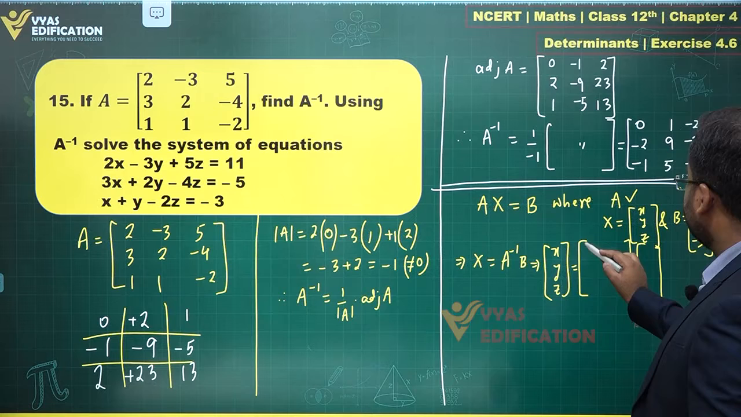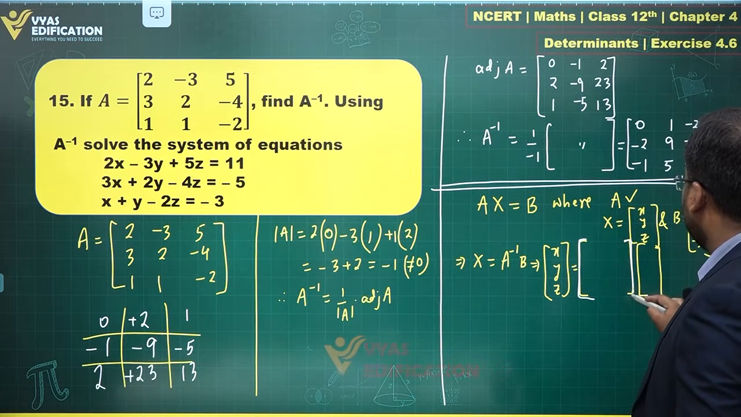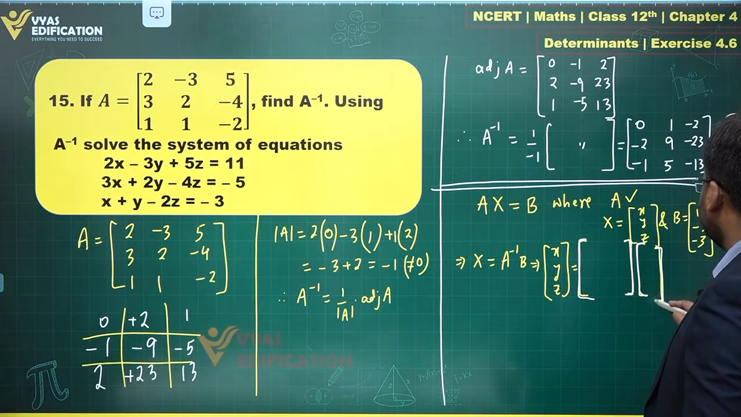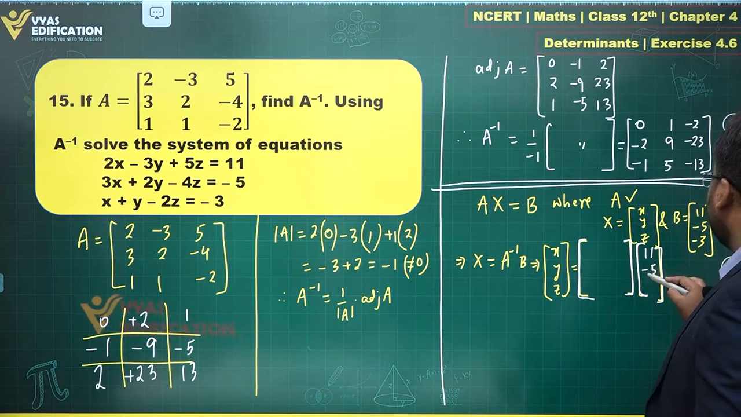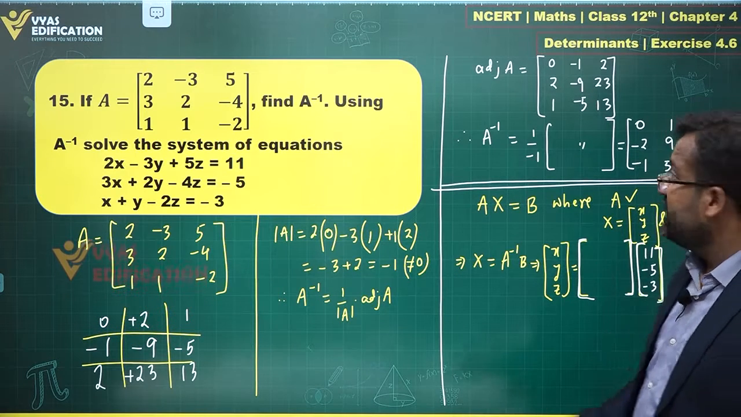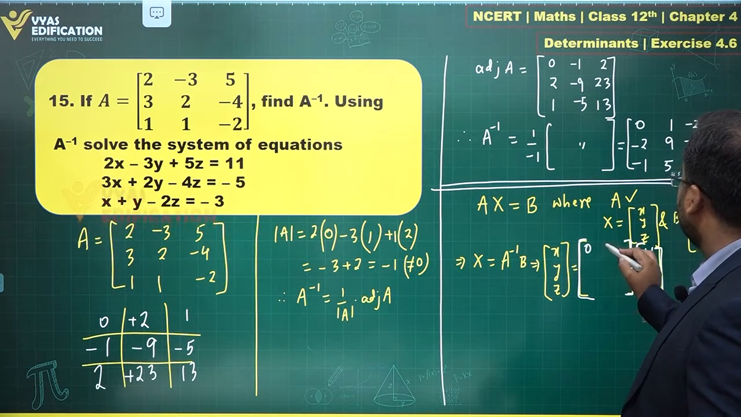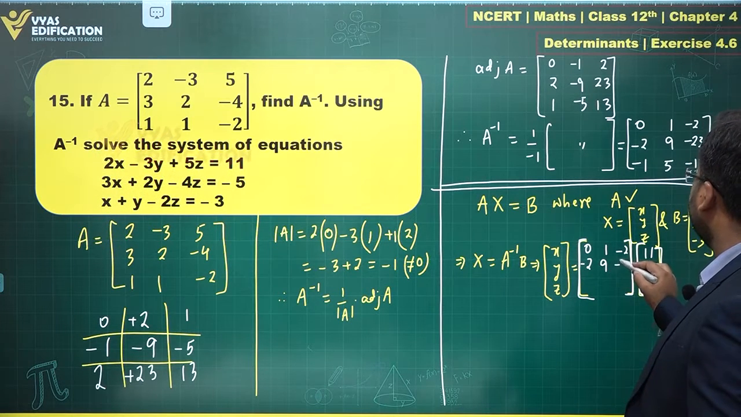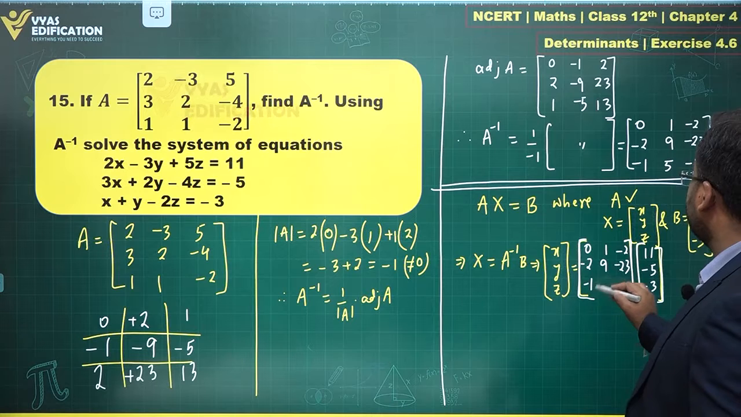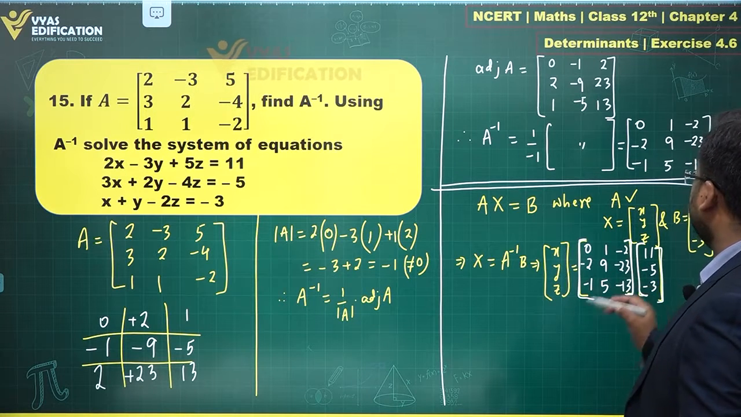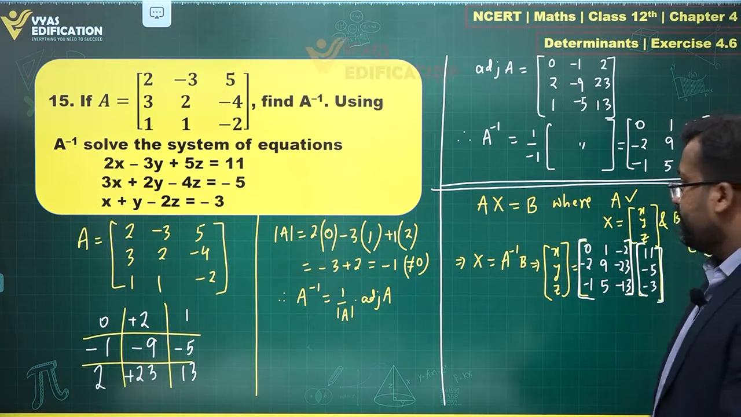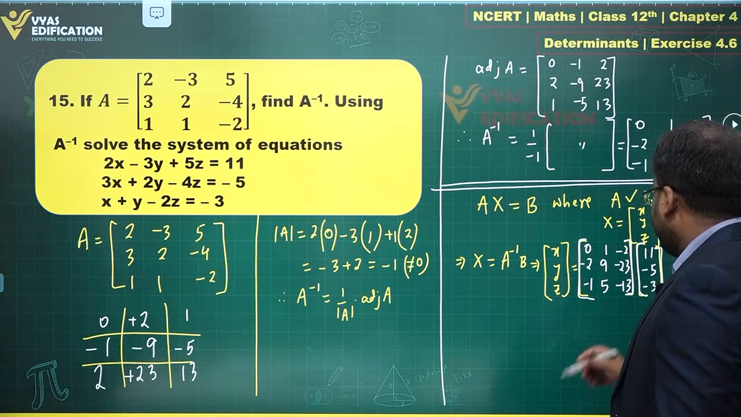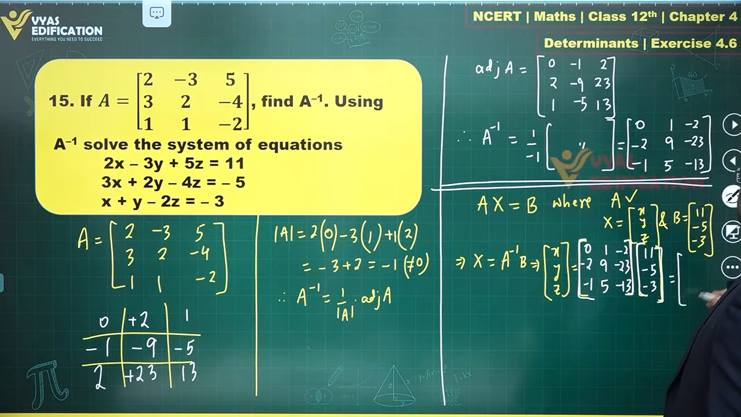Let me write the values carefully for the matrices. This is B, which is 11, minus 5, minus 3. What's A inverse? A inverse is this matrix, 0, 1, minus 2, minus 2, 9, minus 23, and minus 1, 5, minus 13. This is what you have. Is that okay? Yes. Let's multiply them together and see where does that take us.